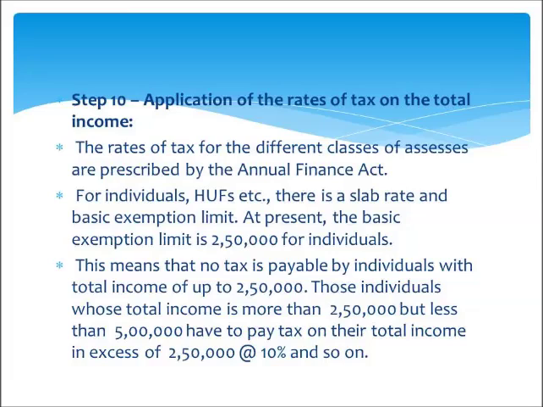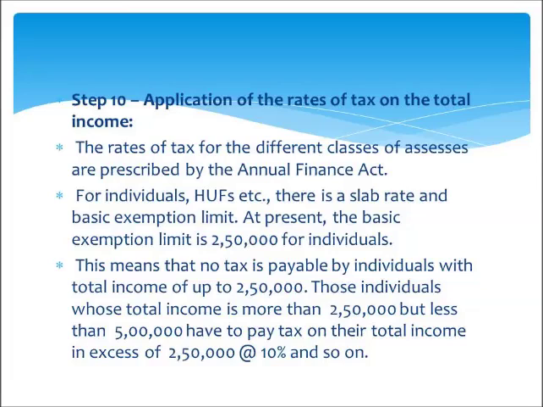Likewise, if your income exceeds 2,50,000 and is within 5 lakhs, you have to pay tax on the total income in excess of 2,50,000 at the rate of 10%. Like if I am earning 2,60,000, I have to pay tax on only 10,000, that is 2,60,000 minus 2,50,000, at the rate of 10%. So whatever I am earning over and above 2,50,000, I have to pay tax on that amount at the rate of 10%.